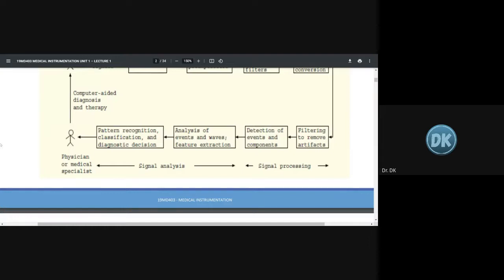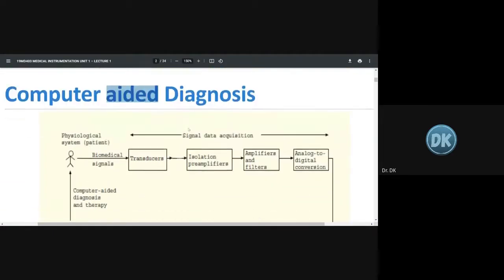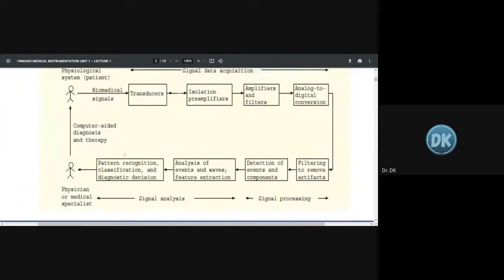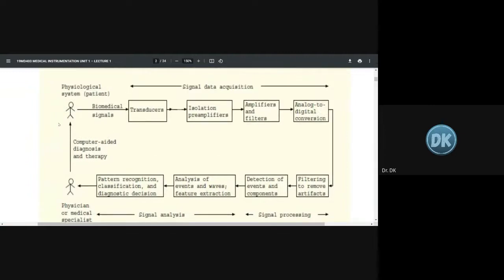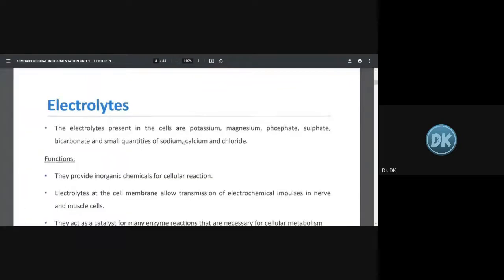Then all this data is given to a medical specialist or the doctor, and the doctor will give out his final prescription to the patient. So this is the computer aided diagnosis. For all these things to happen, the first step is you have to acquire the biomedical signal, right? You have to take the signal from the patient. To acquire the signal from the patient, you need some sensor and a transducer, right?